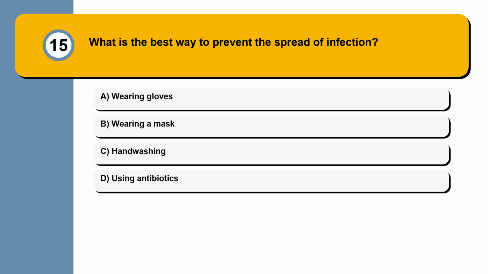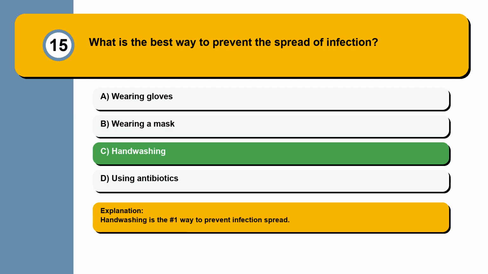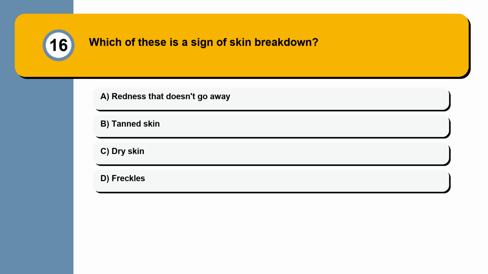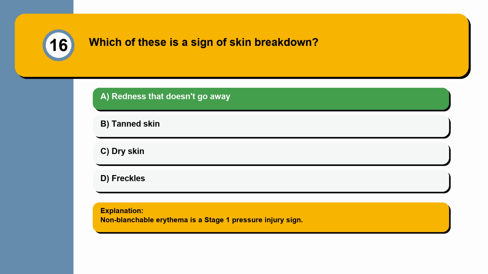Question 15. What is the best way to prevent the spread of infection? Wearing gloves. Wearing a mask. Hand washing. Using antibiotics. Hand washing is the number one way to prevent infection spread. Question 16. Which of these is a sign of skin breakdown? Redness that doesn't go away. Tan skin. Dry skin. Freckles. Non-blanchable erythema is a stage 1 pressure injury sign.